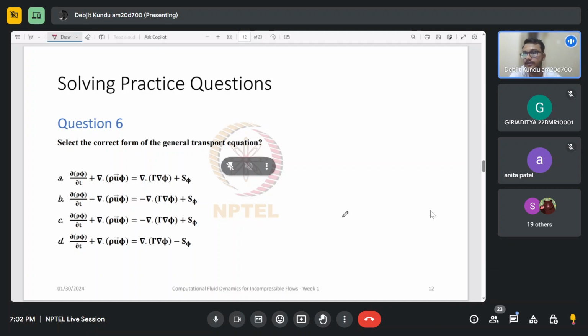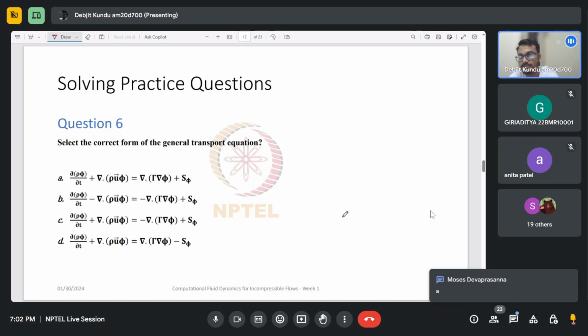All right. So now we have come down to question number 6 of today's session, which is asking us to select the correct form of the general transport equation, which is, as I said, a template model for different equations. Here phi is the variable. Phi can take any shape or form. If you replace phi with any other physical quantity, like mass, velocity, momentum, angular momentum, species concentration, temperature, energy, anything like that, it will form a different transport equation corresponding to that physical quantity.